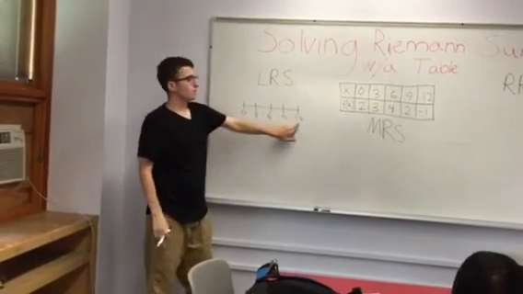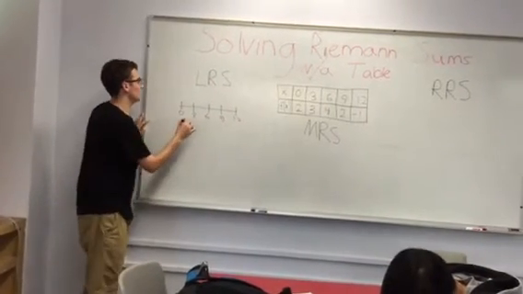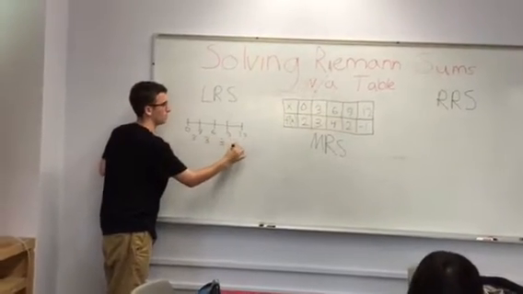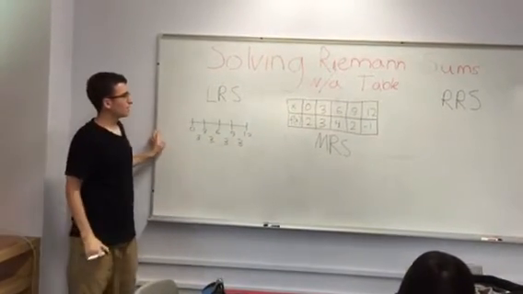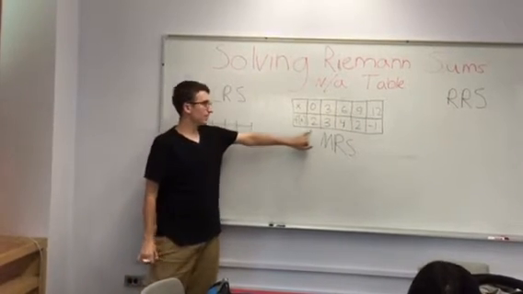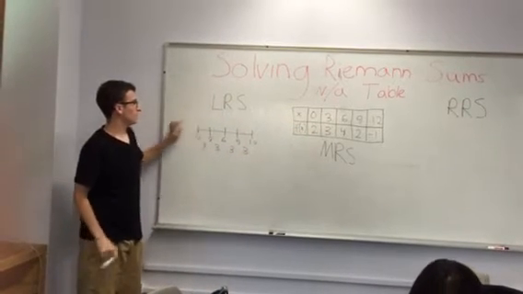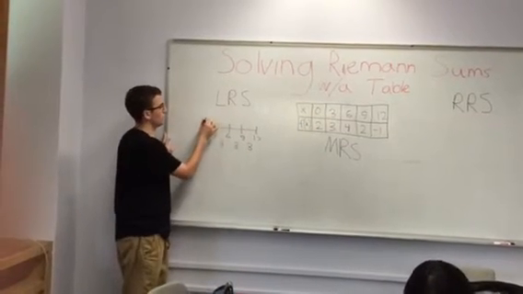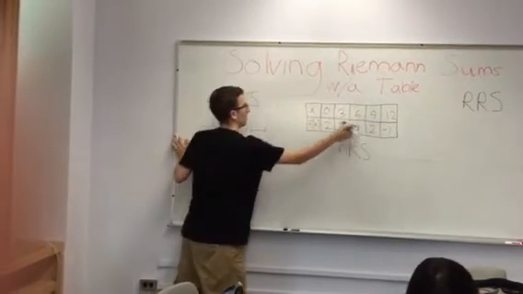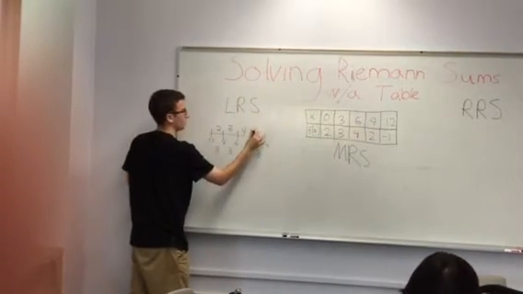Each of these is conveniently 3 units long, so you would put a 3 here to remind yourself that's what you multiply by. Then, because it's a left Riemann sum, you would take the left value of each subinterval and put it above that interval. So for example, you would put 2 here, 3 here, 4 here, and 2 here.